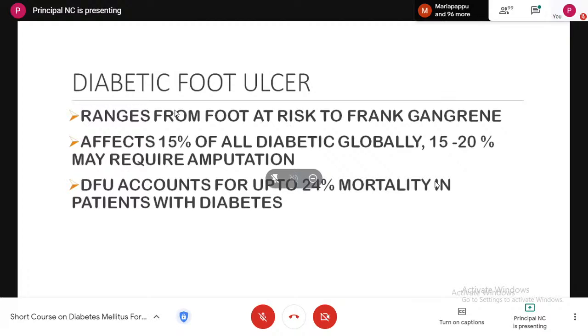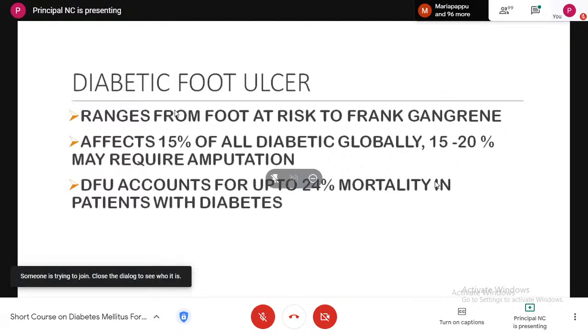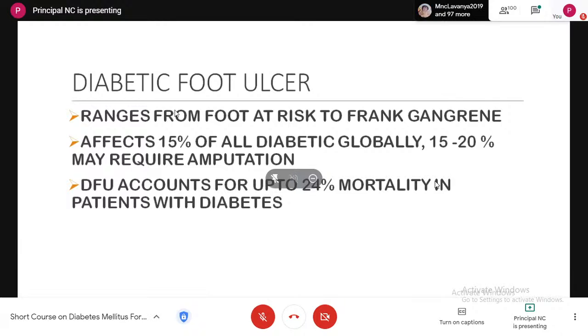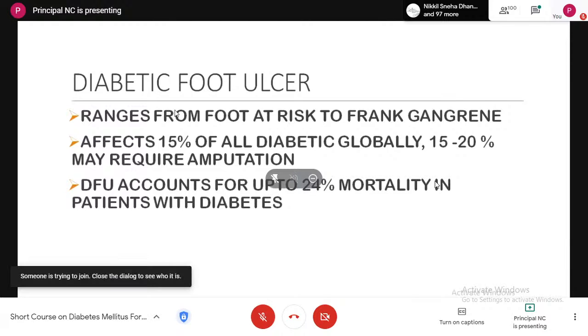Now, as I already told, it's not just a small ulcer, it's a foot at risk. So we have to know the risk factors for patients with diabetes for an ulcer. We will go through later to the frank gangrene, which leads to amputation. Among the total number of people with diabetes in the world, 50% of them are getting this diabetic foot ulcer, and 50% of them are requiring amputation. That is a removal of the limb after the limb becomes gangrenous and septic because of infection.